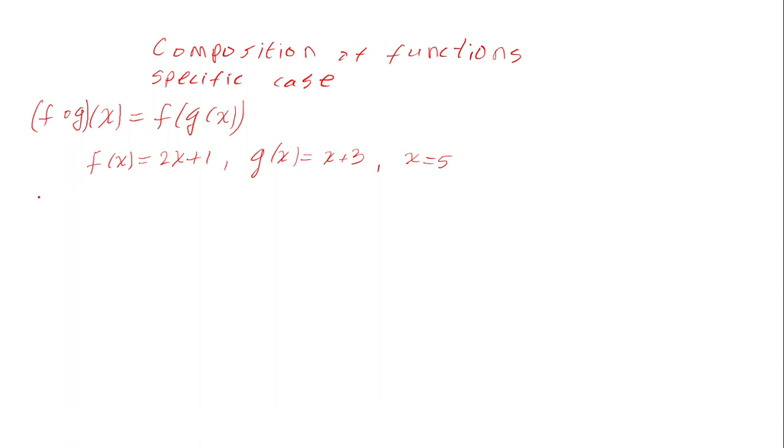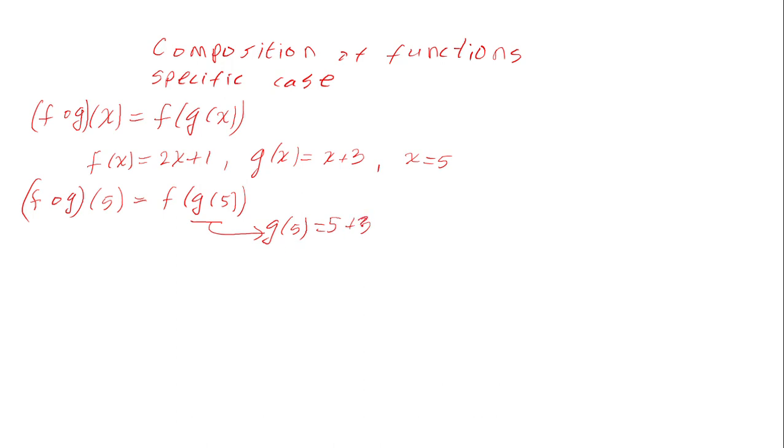What do we do? Well, this f composition g of 5 in this case is equal to f of g of 5. So what are the steps here? Well, we need to find g of 5. Once we calculate that value, we say f of that value. So let's calculate g of 5. We are using this equation: g of 5 equals, well, instead of x we put 5, plus 3.